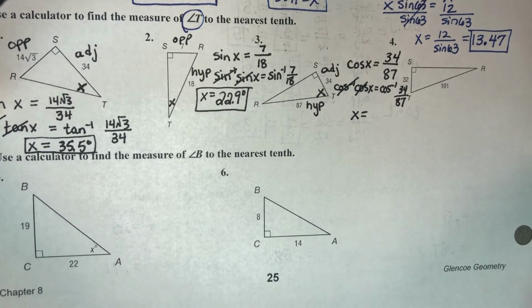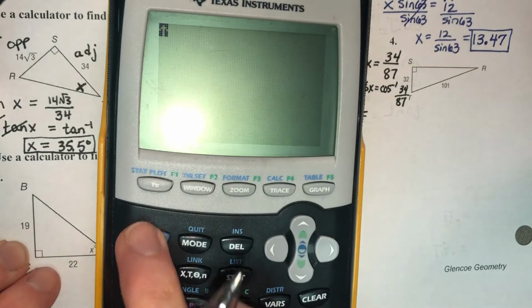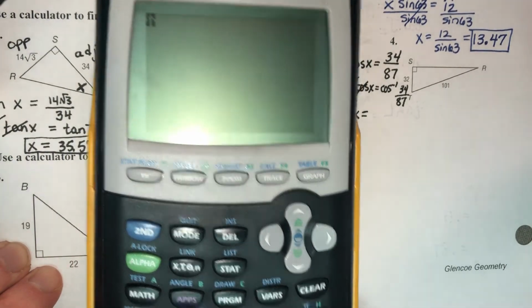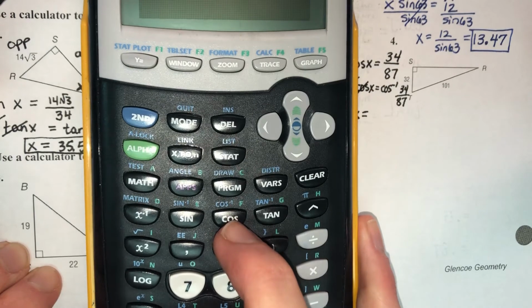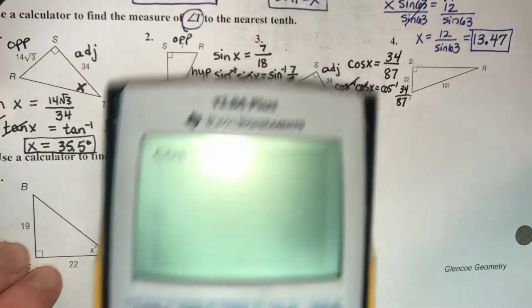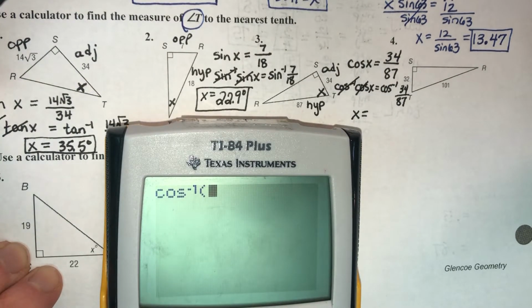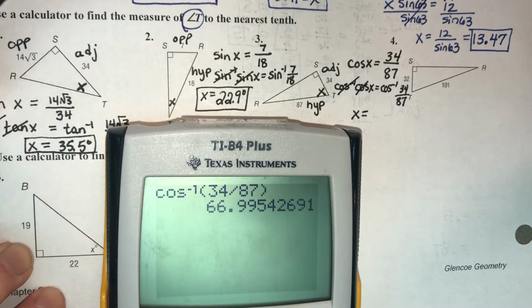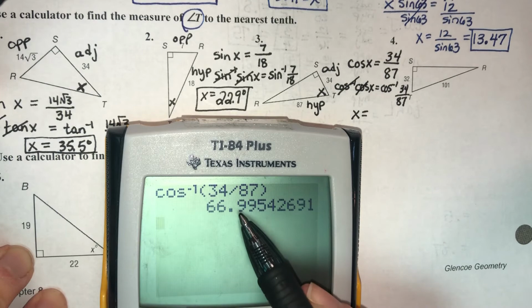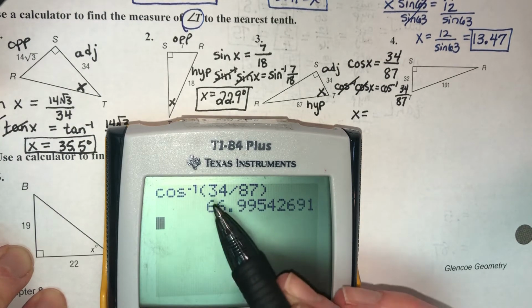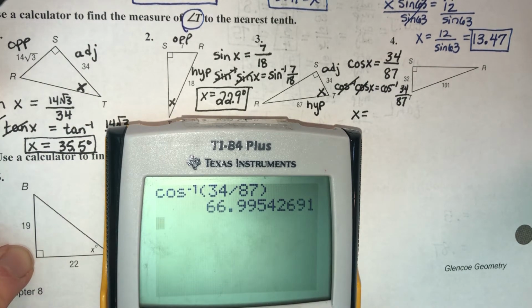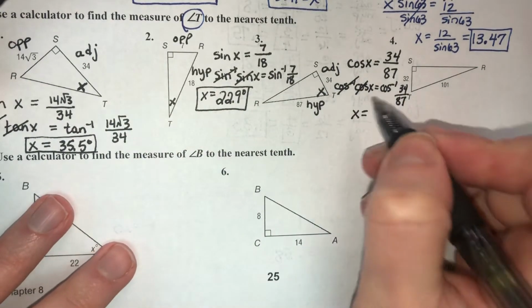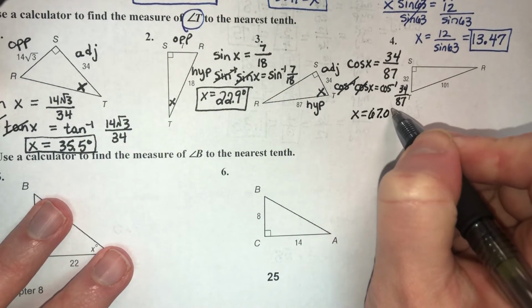And now I'm going to press second and then the cosine button, because just above cosine, it says cosine with a -1. And then I'm going to go 34 divided by 87, close parentheses. And that gives me 60, well, round to the 10th, but that 9 is going to round that up to a 0, which will round that 6 up to a 7. So 67.0 degrees.